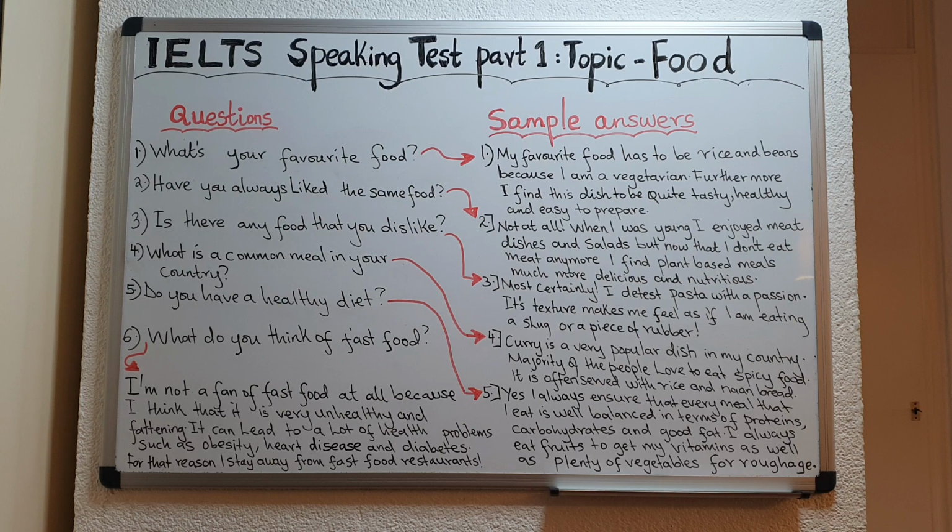Now, the other sentence is a complex sentence. Furthermore, I find this dish to be quite tasty, healthy, and easy to prepare. For example, in answer number 5 and answer number 6, I have used complex sentences, okay? So ensure that you use a variety of sentence structures. If you're not familiar with the 3 types of sentence structures that we have in English, feel free to have a look at my playlist on grammar.